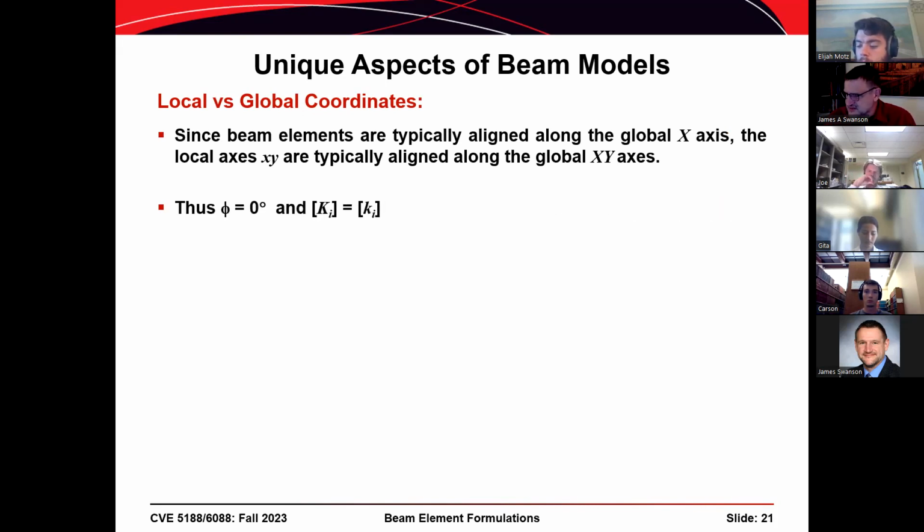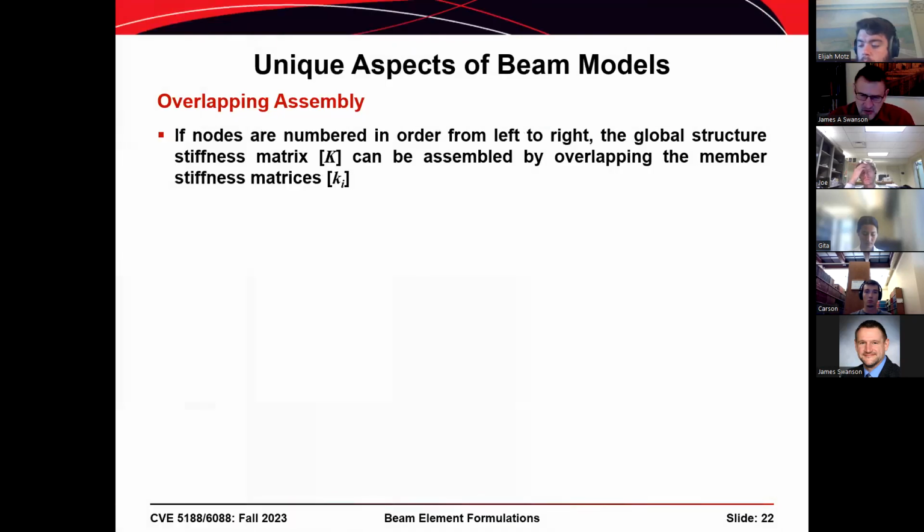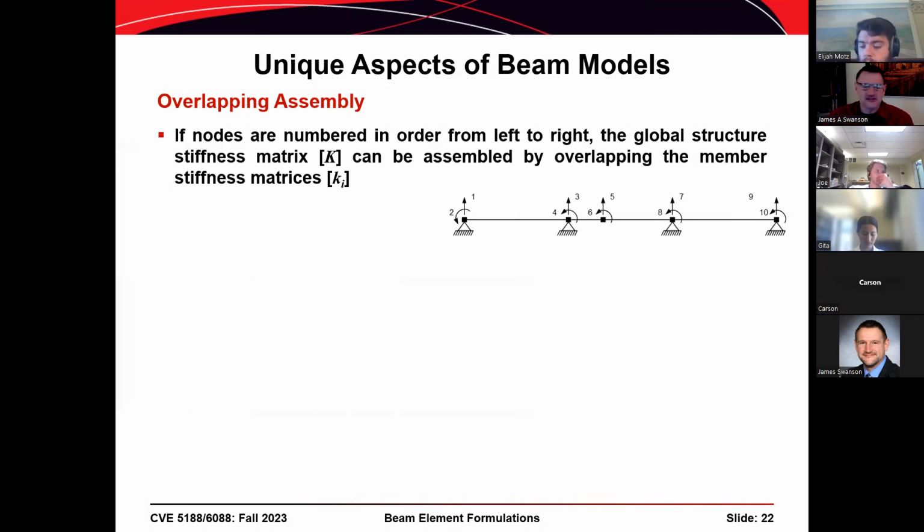So in that case, the angle between the 2 coordinate systems is equal to 0, and we end up with the local matrix equal to the global matrix. So there's no reason to consider rotation at all. Now, when we get into problems that have more than one element, then we do have to consider assembly, but assembly is also a bit easier in this case than it is in the case of a truss or a frame when we ultimately get to frames.